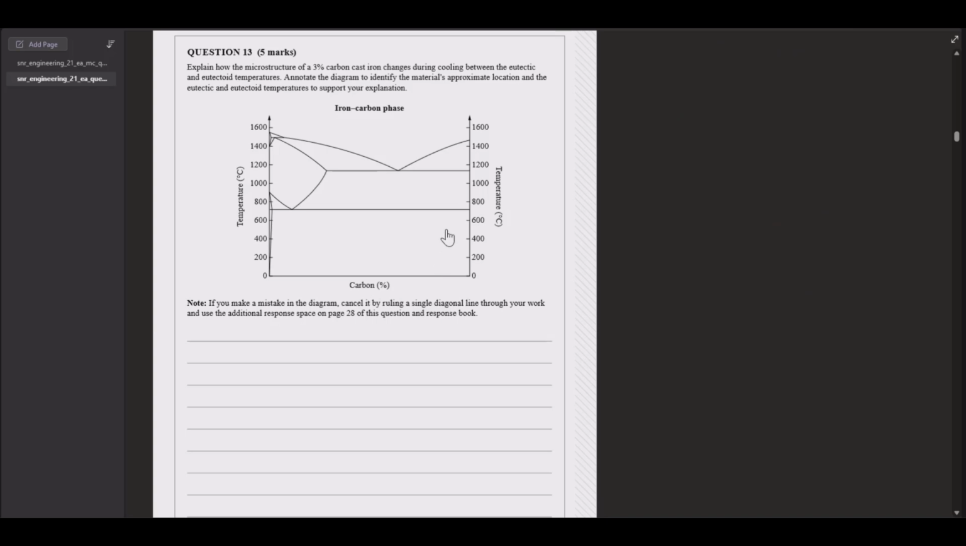Alright, question 13. This is our carbon phase diagram. So they have asked a question about cast iron, 3% cast iron. If I remember correctly, 3%'s about here. No, that can't be right. Yeah, this is about 4% carbon, I'm pretty sure. And then you've got 0.8% here. That's like 2.14%, so 3% is going to be here.